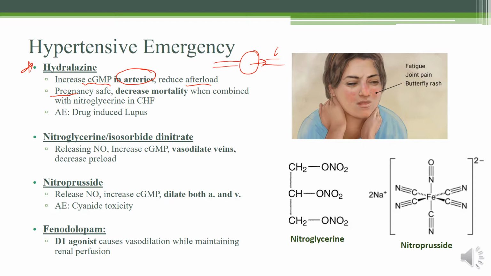Sometimes with pregnancy you get high blood pressure that can be dangerous, and this is actually a drug that is safe for that. It actually also decreases mortality when it's combined with nitroglycerin. We'll talk about that in a little bit in the case of congestive heart failure. It has a unique side effect being lupus. Lupus is just fatigue, joint pain, and butterfly rash from an autoimmune reaction. This autoimmune reaction can affect other organs, especially the kidneys.